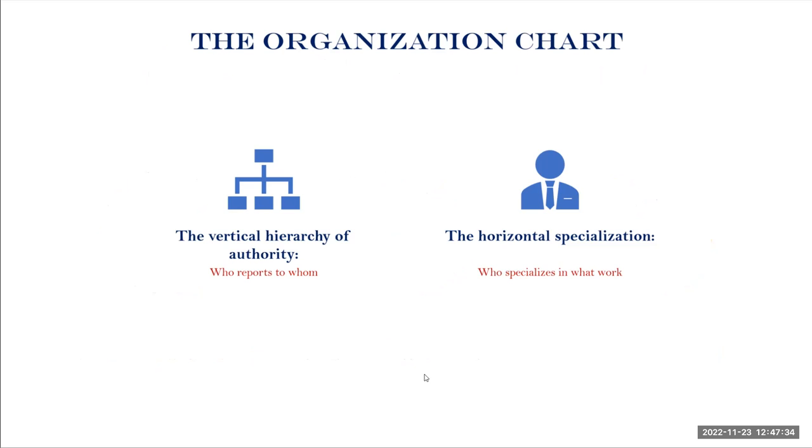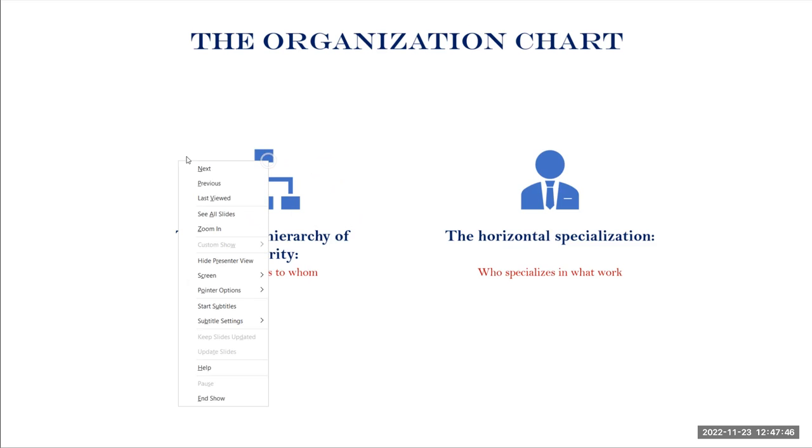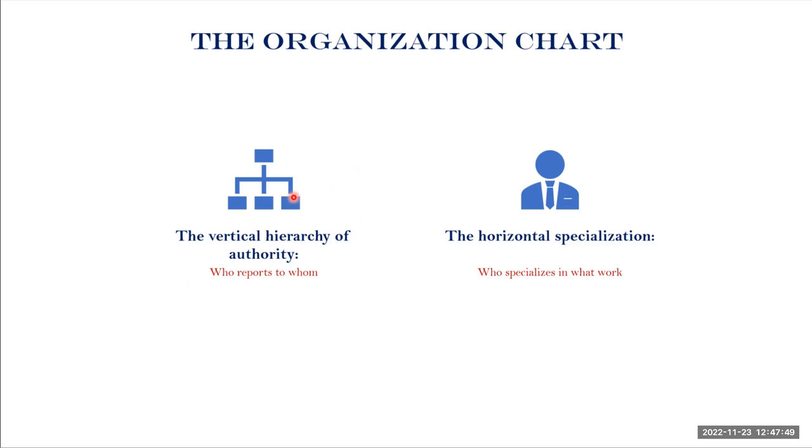basically encapsulates two different components. It encapsulates who reports to whom, right? It says, okay, this person is the manager, and these people are their subordinates, right? Or VP, vice president, CEO, president, whatever. Who reports to whom is captured within an organizational chart, and then you also have who specializes in what work. That may also be encapsulated.